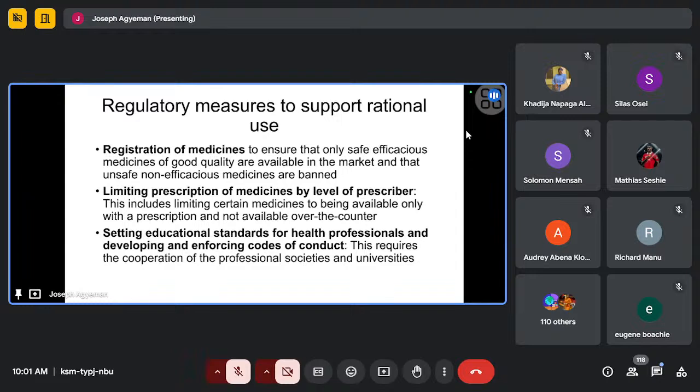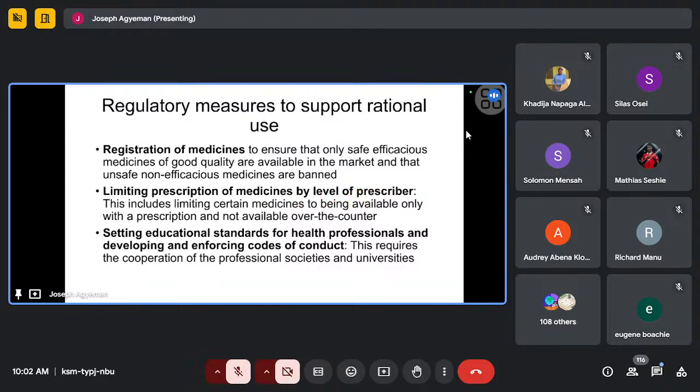Very good. Thank you. So as you said, that should be the case. All drugs should be registered, because once a drug is registered by the appropriate regulator, you are assured, at least when it comes to quality, safety, and efficacy. These are very, very important when it comes to rational drug use. Then another regulatory strategy is limiting prescriptions of medicines by level of prescriber.